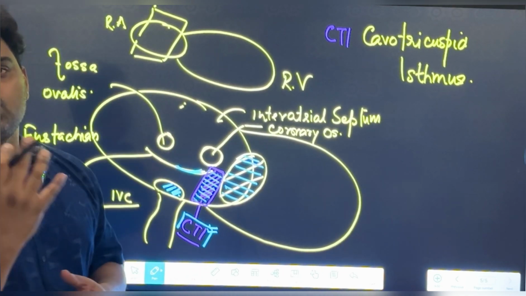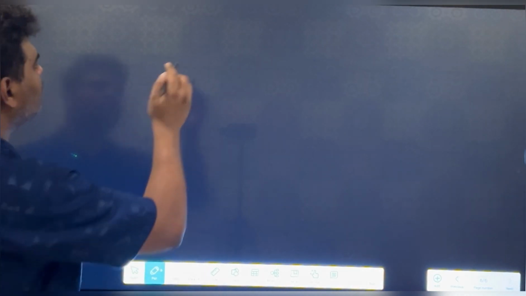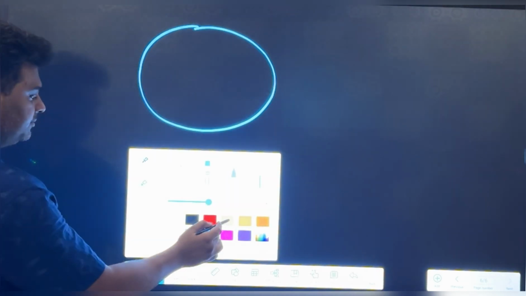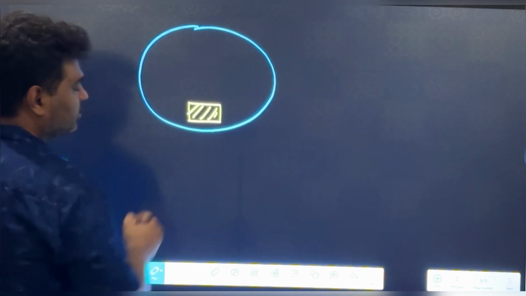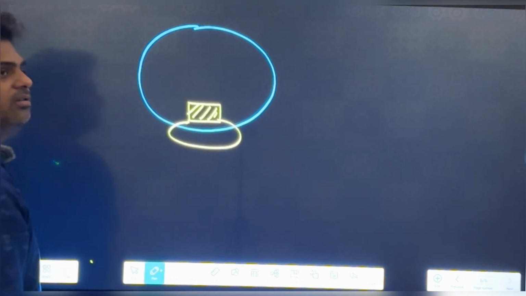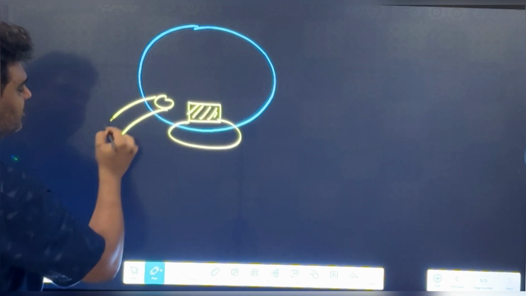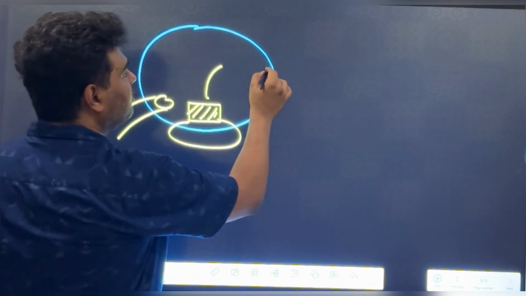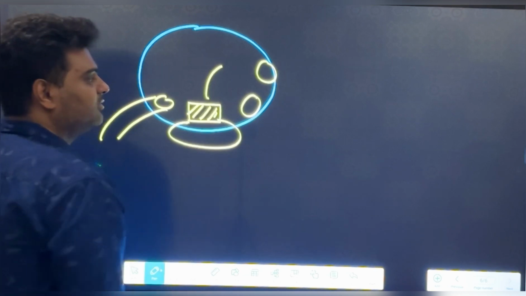Now I am showing you another view. If this is the right atrium and this is the cavo tricuspid isthmus, which I have just shown. So anterior to cavo-tricuspid isthmus, what was there? There was tricuspid annulus. What was posterior? Posterior was opening of IVC and Eustachian valve. And in the interatrial septum, there was fossa ovalis and coronary sinus.